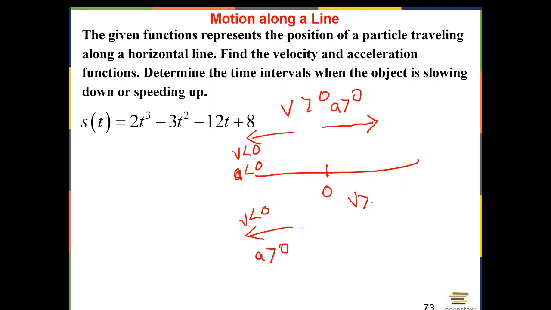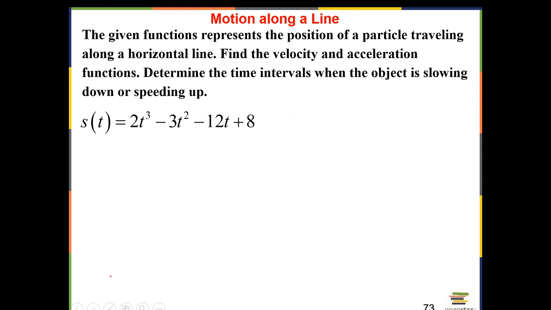If the velocity is positive and the acceleration is negative, right? In this case, your wheels are going this way and taking you to the right. But then when you apply the brakes, they apply an acceleration in this direction. So that means the brakes again want to move you backwards. So we say that the object is slowing down, going to the right, right? So that's the idea.